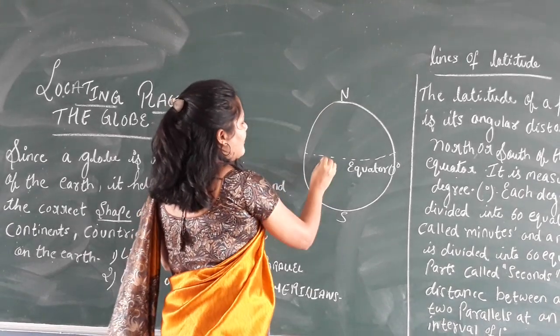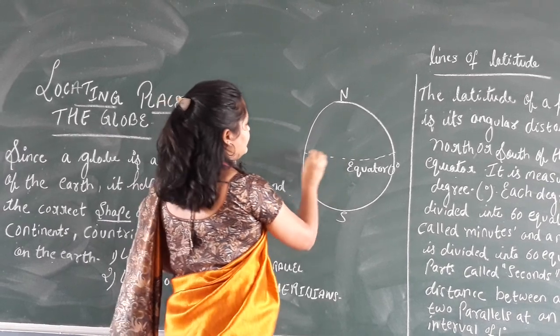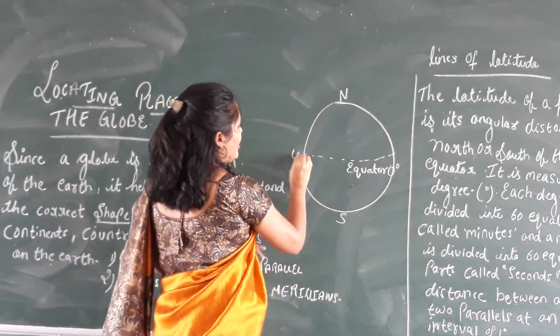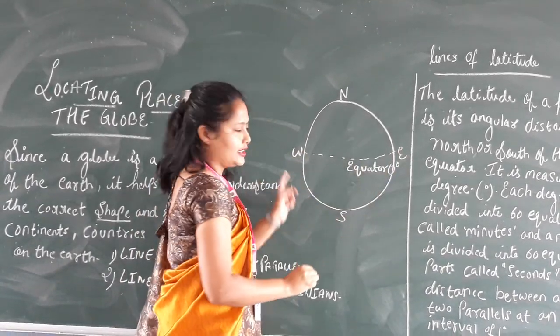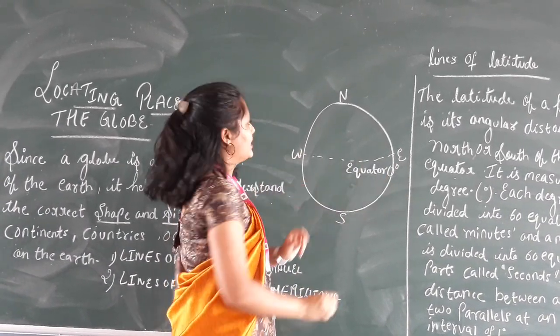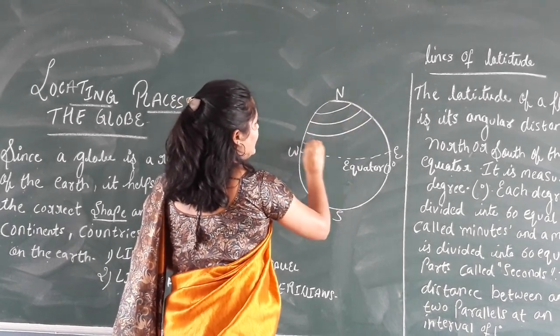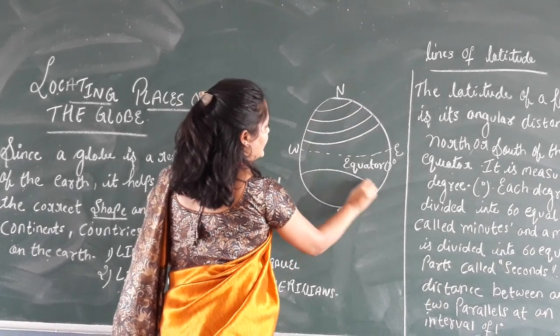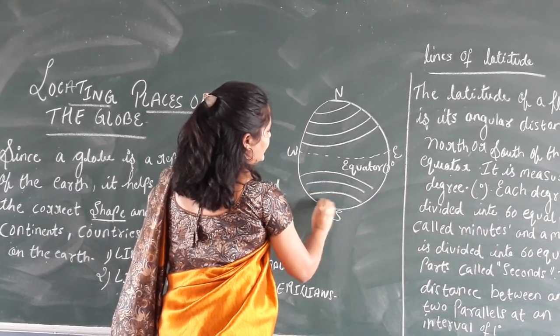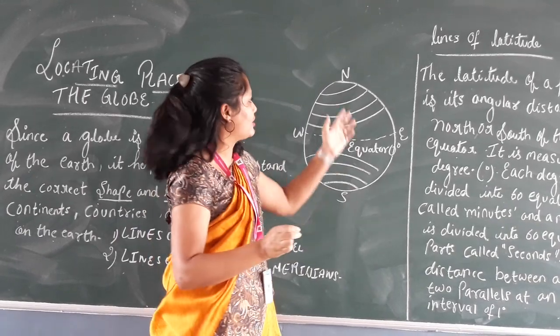So first, after the equator has divided the globe into north and south, what happened? The equator forms from west to east. It is an imaginary line that runs from west to east. Got it? Now these others are the parallel lines. What is a parallel line? Parallel lines are lines that never intersect each other. That is called parallel.